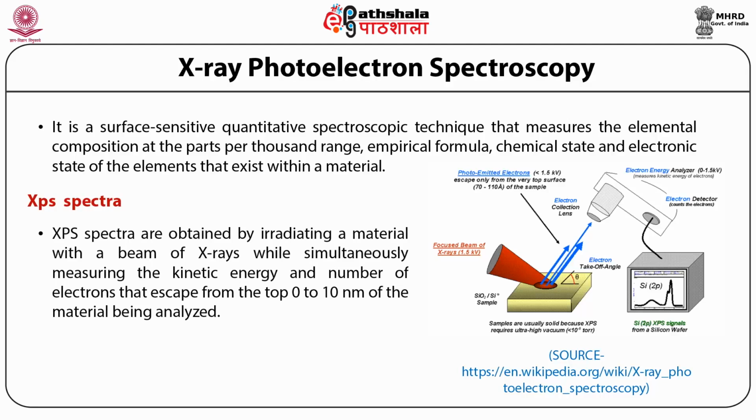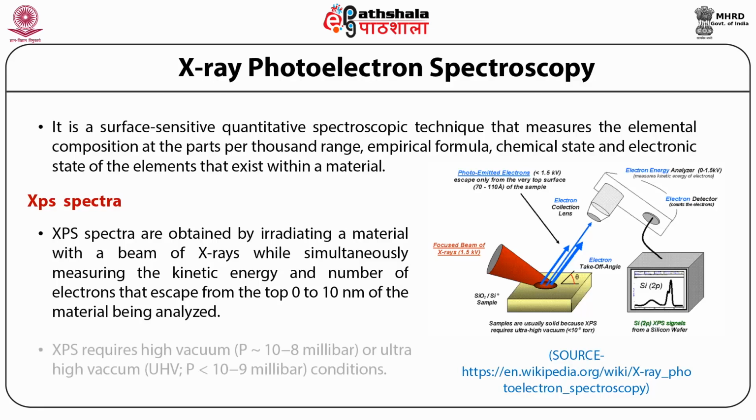X-ray spectra are obtained by irradiating a material with a beam of X-rays while simultaneously measuring the kinetic energy and number of electrons that escape from the top 0 to 10 nanometer of the material being analyzed. XPS requires high vacuum, in the order of 10 to the power minus 10 millibar, or ultra high vacuum, UHV, which is less than 10 to the power minus 9 millibar conditions.